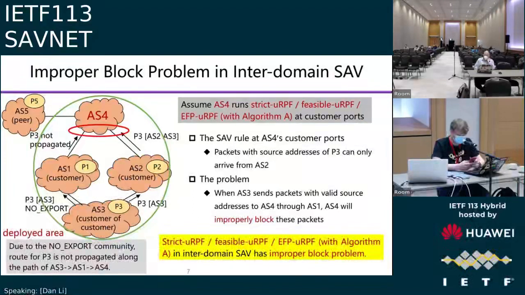Now, AS 5 is a peering AS of AS 4, and AS 1 and AS 2 are 2 customer ASes of AS 4. AS 3 is a customer of AS 1 and AS 2 with a multi-homing connection. So due to the no-export community, when AS 3 propagates its routes of the prefix P3 to other domains of the network, it only propagates along the path of AS 3, AS 2, and AS 4. And it does not advertise its routes along the path of AS 3, AS 1, and AS 4. Okay, now let's check the SAVE mechanism for AS 4.